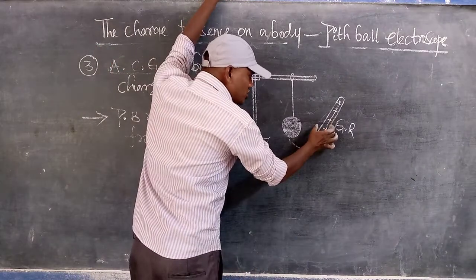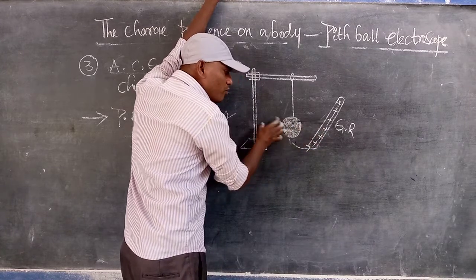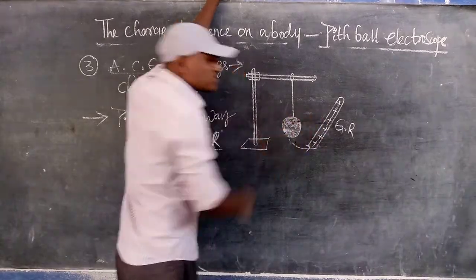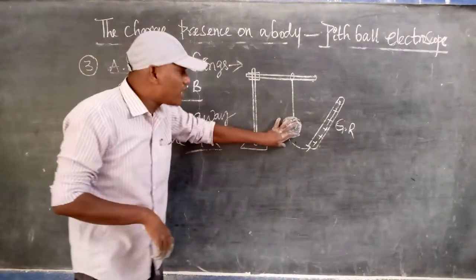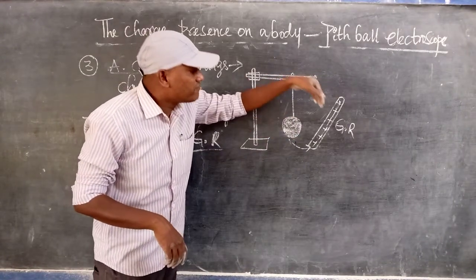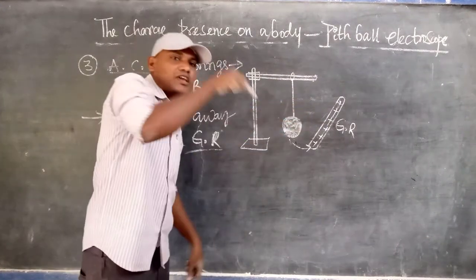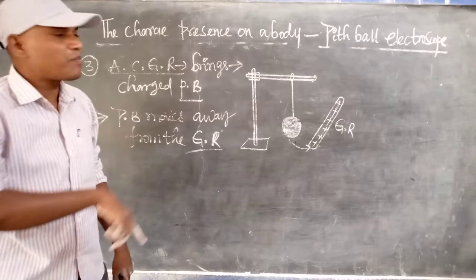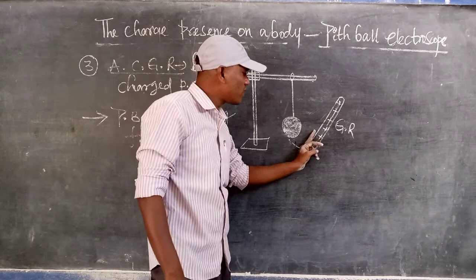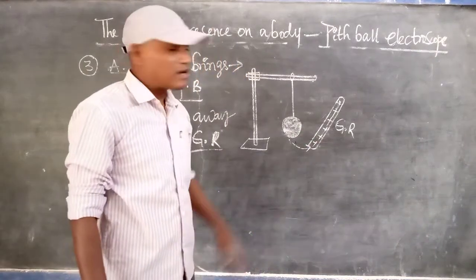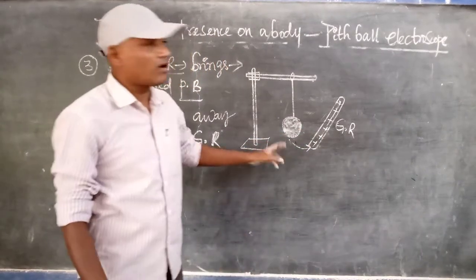If a charged body is brought towards the pit ball and they repel, meaning the pit ball moves away, then the body has the same charge as the pit ball. That's why with the help of the pit ball we can say that the body brought towards it has either the same charge or no charge. We can find this with the help of the pit ball only. If the pit ball moves towards the body, it is attracted; if the pit ball moves away, the body has the same charge as the pit ball.